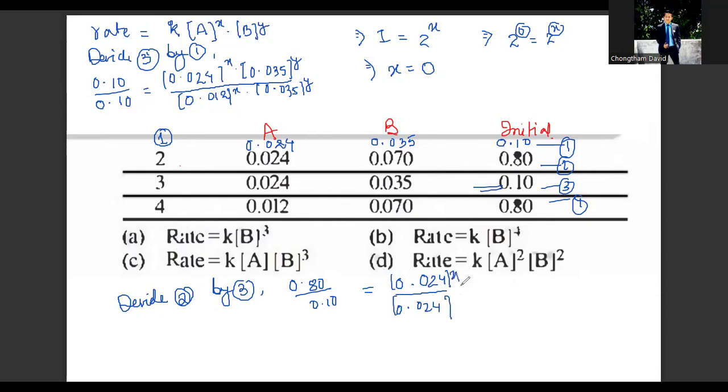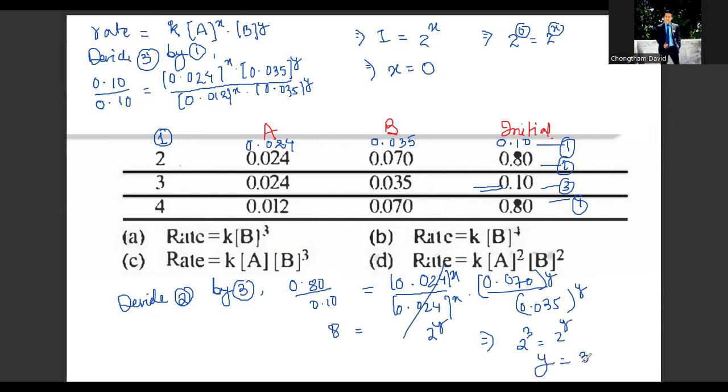Now this x and x get cancelled, so we can easily determine the value of y from this given data, right? You know 70 is a multiple of 35, and this y can be easily calculated. So 80 by 10 is 8. I can write here 8, and this gets cancelled. So 70 over 35 should be 2 to the power y. And what is 8? It is 2 to the power 3. So what is the value of y now? y equals 3.